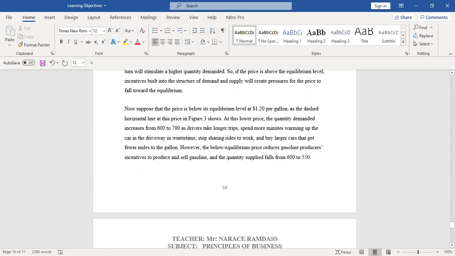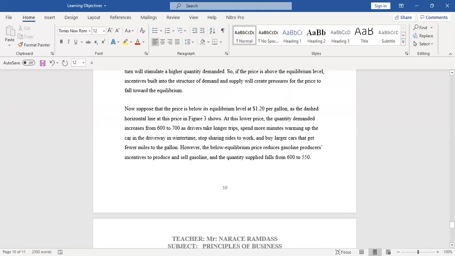Now, suppose that the price is below the equilibrium level and it's $1.20 per gallon. As the dashed horizontal line at this price in figure 3 shows, well, that's the figure we just looked at. At this lower price, the quantity demanded, you all know consumers love low prices, increases from 600 to 700 as drivers take longer trips, spend more minutes warming up the car in the driveway in winter time, stop sharing rides to work, buy larger cars, get fewer miles to the gallon.